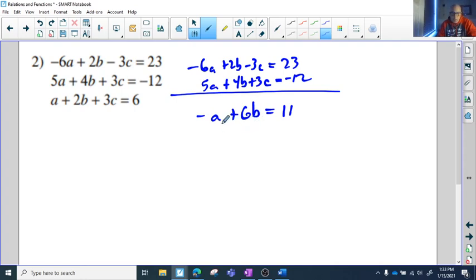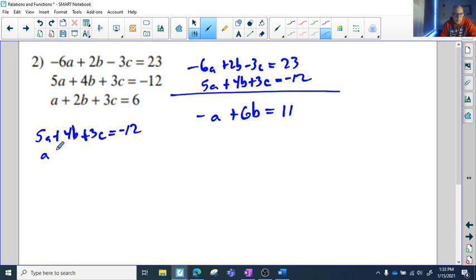In order to get another equation with a's and b's in it, regardless of whether it's easy or not, I have to eliminate the c's. Now this one was set up very nicely, and I picked c on purpose because I saw that these also had the same coefficient. So I'm going to now take the middle equation. You could also use the top and the bottom, doesn't matter. 5a plus 4b plus 3c is equal to -12.